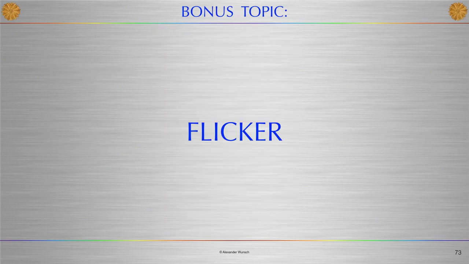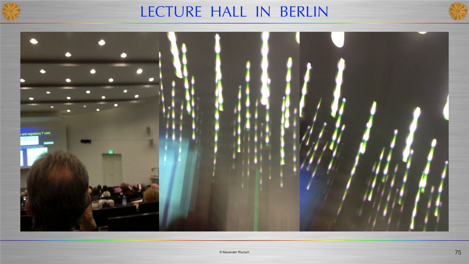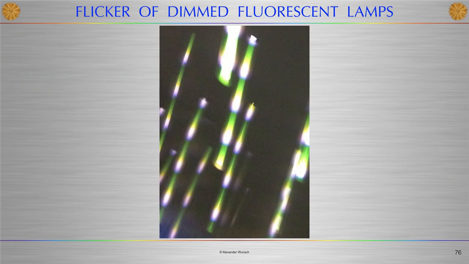Another bonus topic is the flicker. Many of the LEDs have the tendency to flicker intensely, and this is in a lecture hall in Berlin, and I was just moving the camera when I took the photograph, and you can see this, the phantom array effect, which means this shows you the flicker of the light in the camera in a dimmed fluorescent lamp.